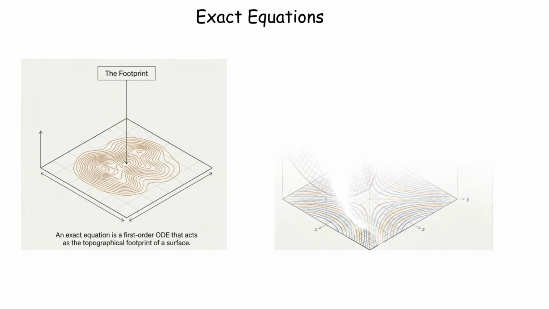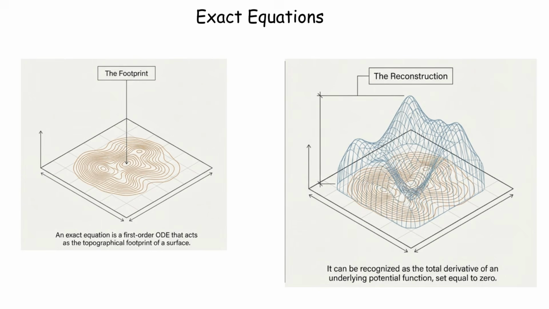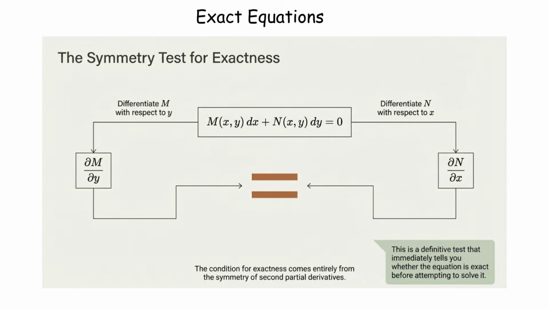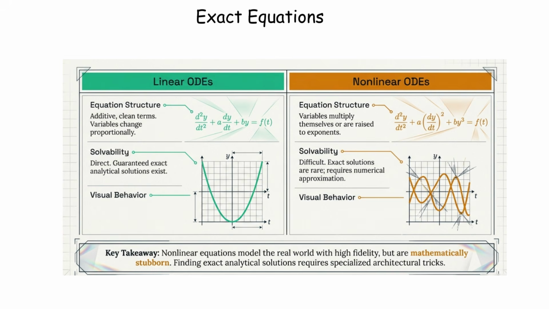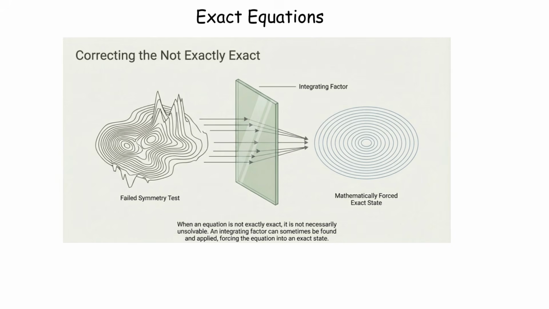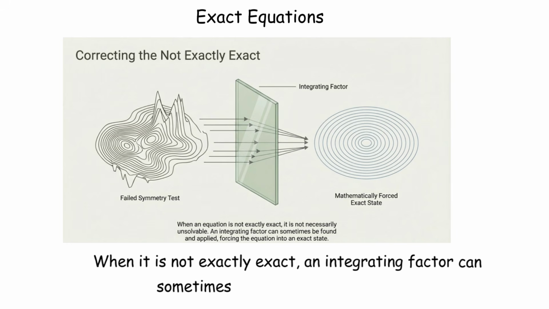An exact equation is a first-order ODE that can be recognized as the total derivative of some potential function set equal to zero. The condition for exactness comes from the symmetry of second partial derivatives, a test that immediately tells you whether the equation is exact. When it is, finding the solution amounts to reconstructing the potential function through integration. When it is not exactly exact, an integrating factor can sometimes be found that makes it so.